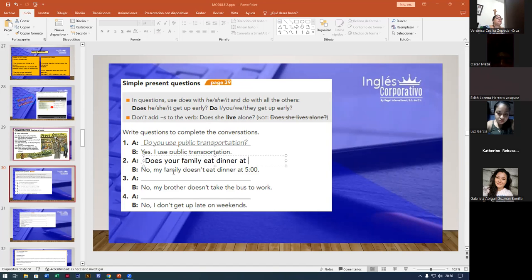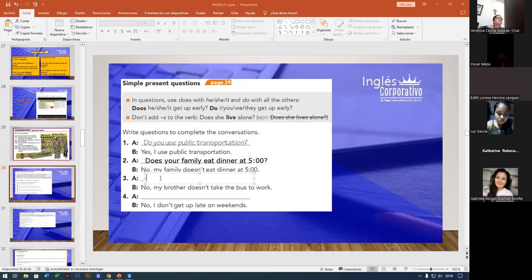Okay, look. Here it says, no, my family doesn't eat dinner at 5. So it's a yes-no question. Does your family eat dinner at 5? As it's a question, you need a question mark, right? That's why the answer is, no, my family doesn't eat dinner at 5. Probably they eat dinner at 6 or at 7, right? That's another possibility.